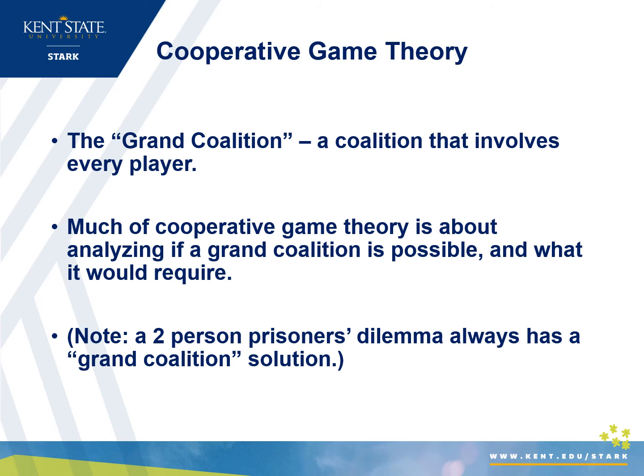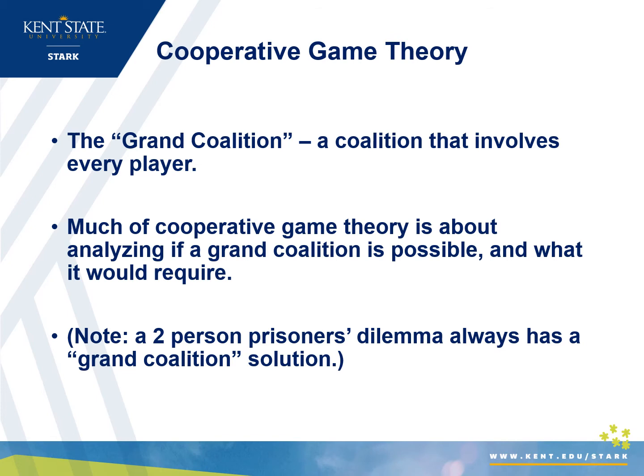this agreement? A lot of what cooperative game theory is about is figuring out if a grand coalition is possible in a specific case and what it would require to make that happen. One thing I would say, whenever you're looking at examples of a two-person prisoner's dilemma, it always has a grand coalition solution. After all, there are only two people here. It only makes sense to break off if what is happening is not actually what is best for you.